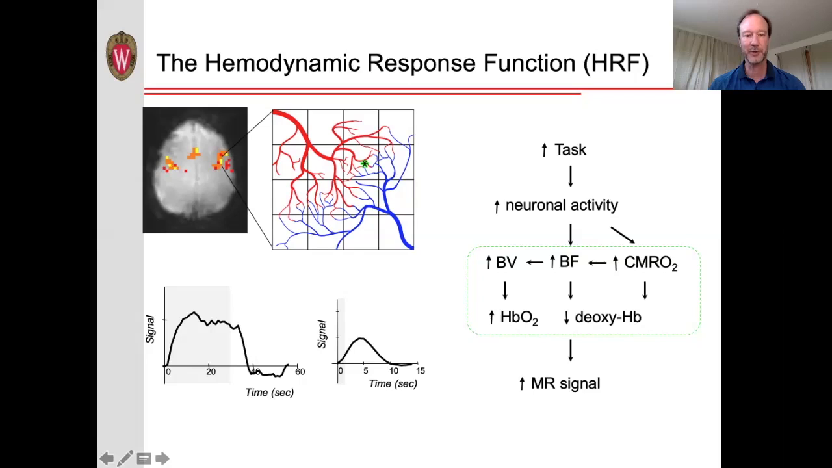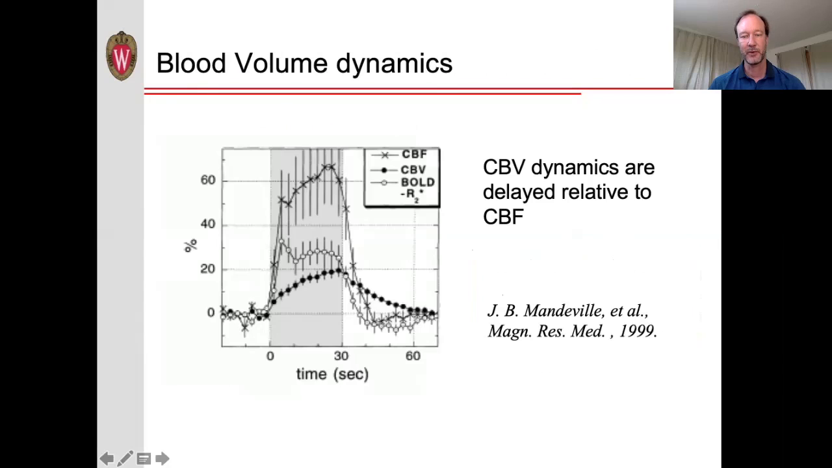Note also this post-stimulus undershoot here. What could be causing that post-stimulus undershoot? Well, one clue comes from a study by Joe Mandeville, where they were looking at changes in BOLD signal as well as cerebral blood flow and cerebral blood volume, or CBV. And what they noticed was that the CBV was elevated after the task was done and was more slowly returning to baseline than both the BOLD signal and the cerebral blood flow.